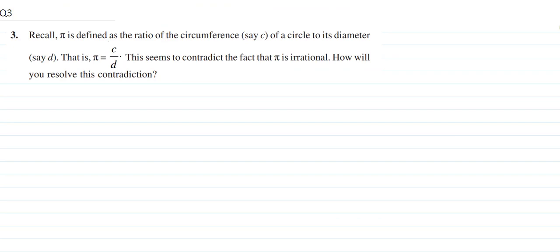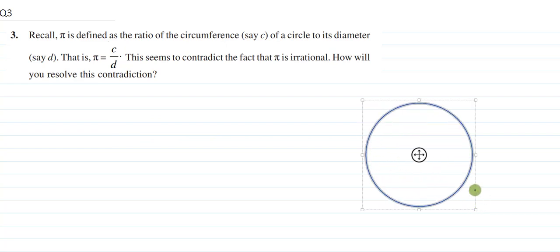Now moving to the third question. What it is asking, saying, recall pi is defined as the ratio of circumference of a circle to its diameter, say d. That is pi equal to c by d. How it comes? We know that what is the formula for circumference of a circle? Let's suppose this is a circle, right?